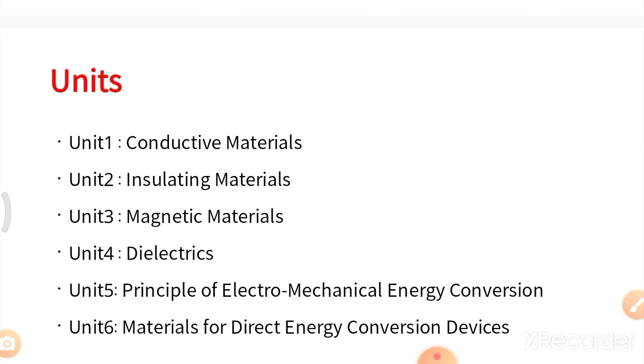Unit number 6 is materials for direct energy conversion devices. In this chapter, we will see different materials which are used for direct energy conversion like fuel cell, solar cell and different types of generator.